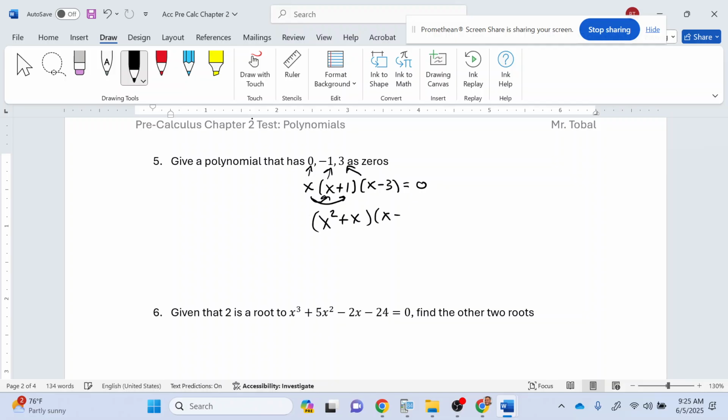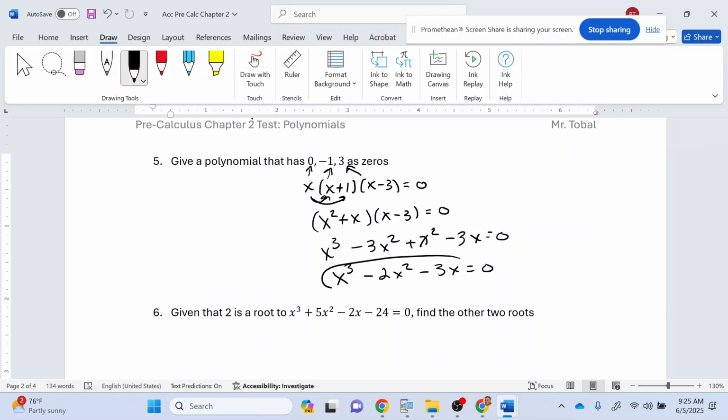Don't stick to your memories. Let's move forward. So equals 0. Then we're going to do FOIL. X cubed minus 3x squared plus x squared minus 3x. You combine like terms, but it's just this is like terms. So x cubed minus 2x squared minus 3x equals 0. Or actually, I guess in the answer, it would just look like this part, not the equal 0 aspect of it.